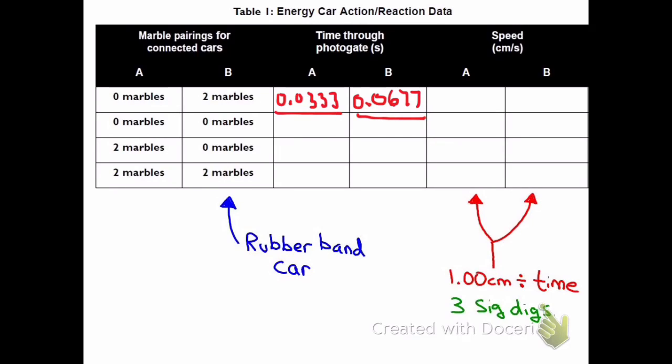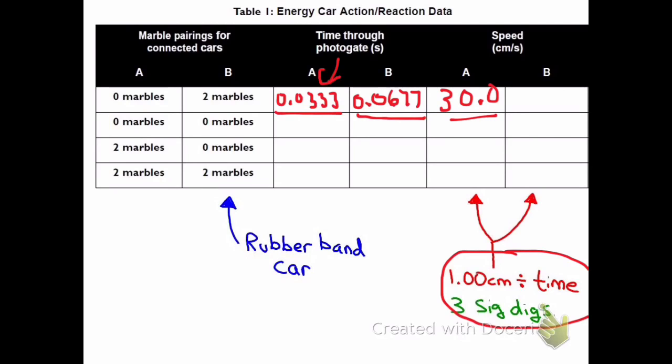Our calculations are going to be done just like they've always been for the speed across a single photo gate: 1 centimeter, which is the width of the flag, divided by the time. So for example, 1 centimeter divided by 0.0333 comes out to 30.0 centimeters per second, and that's 3 significant digits.